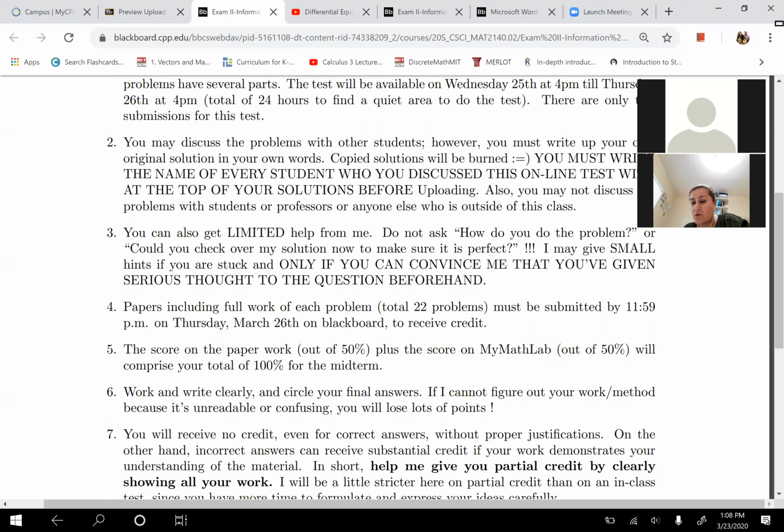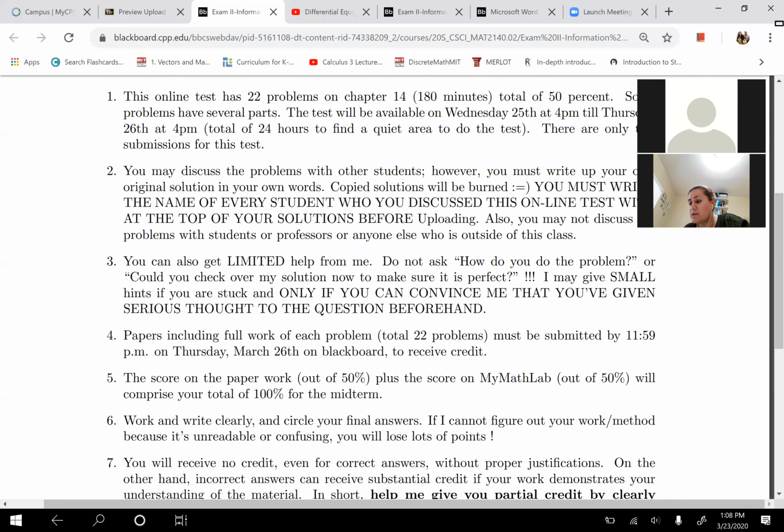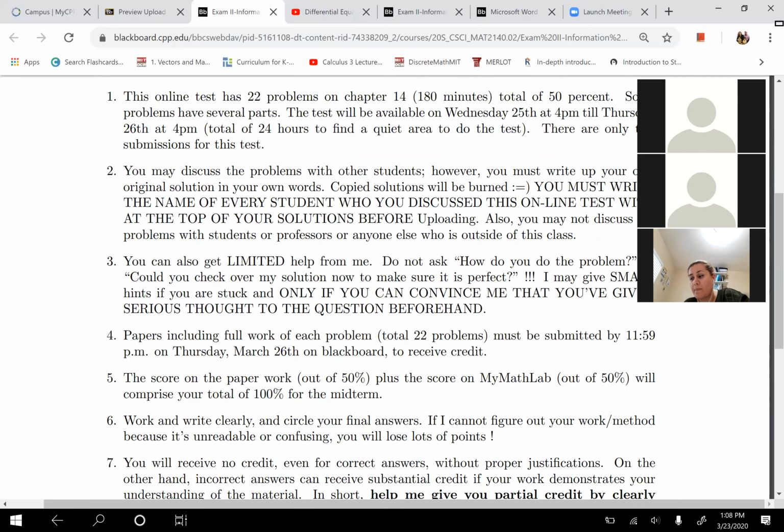If you have any question, can you please unmute yourself and ask questions about the test? Yeah, I just wanted to clarify. So the questions are coming from MyMathLab, and we'll enter our answers in MyMathLab like we will with the homework, and that's 50% of the grade. And then the other 50% is how we write up our problems and show you the process for each problem. Exactly. Okay, cool. Any other question?